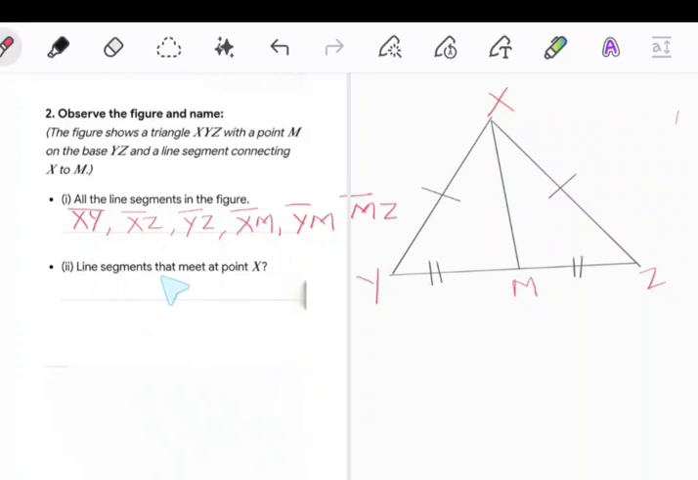Next question, line segments that meet at point X. Which are the line segments that meet at the point X? YX, MX, and ZX. All these line segments meet at the point X. So we can write YX, MX, and line segment ZX. Okay?